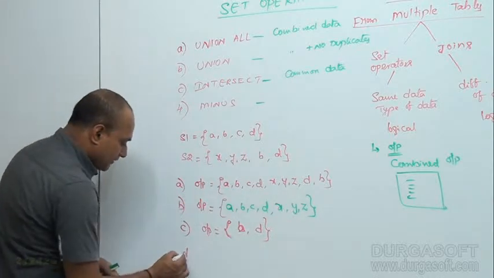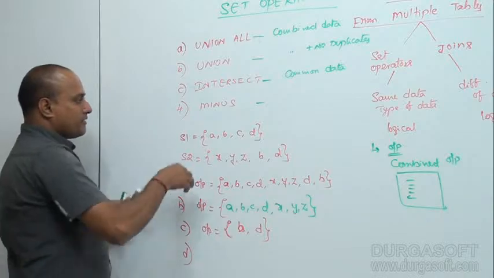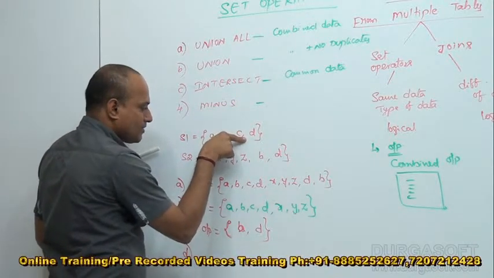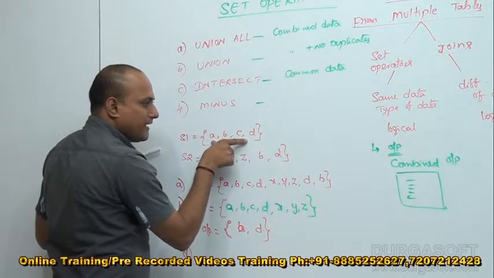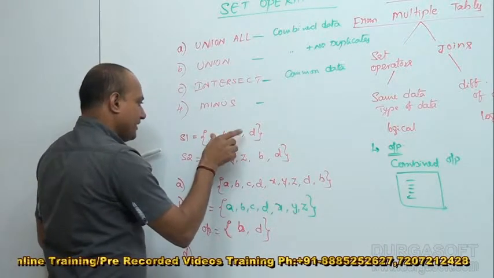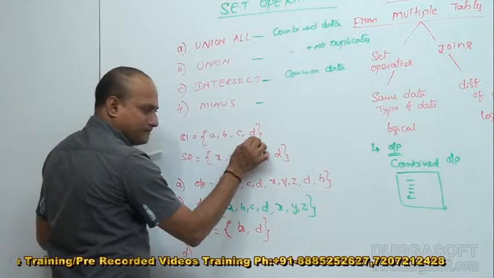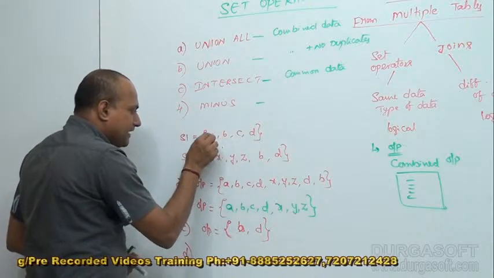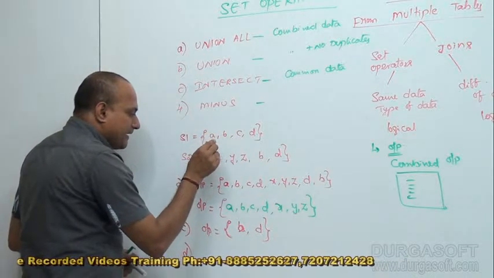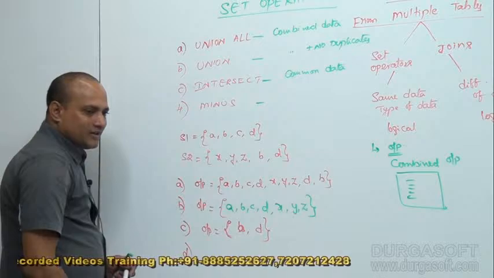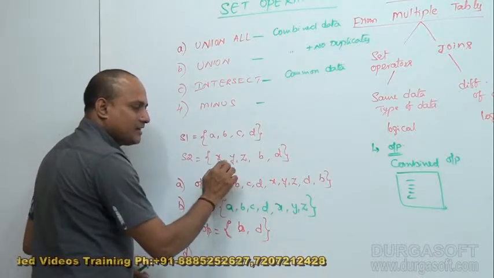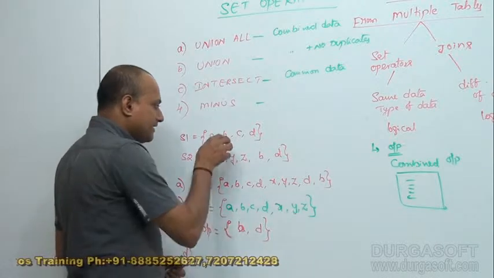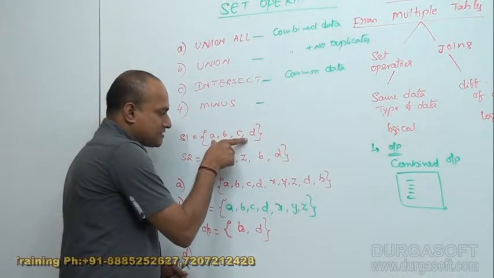And finally, if you apply the minus operator, it displays output from the first selection. It has to display A, B, C, D. Before displaying these 4 values, it will verify each value: is it repeating in the second select or not? If a value is repeating in the second select, eliminate it from the output. Again I am repeating, the minus operator will display values from the first select.